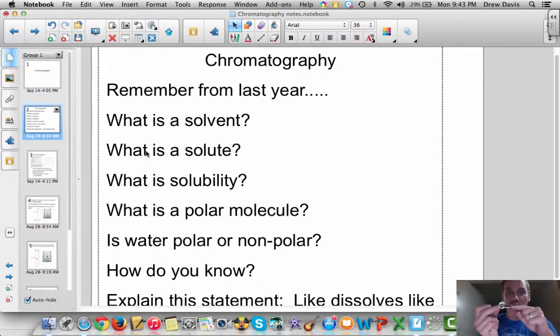That's what's known as a polar molecule, and water is a polar molecule because the oxygen has a stronger pull on electrons than the hydrogens do. So you get a slightly negative end at the oxygen and a slightly positive end at the hydrogen.